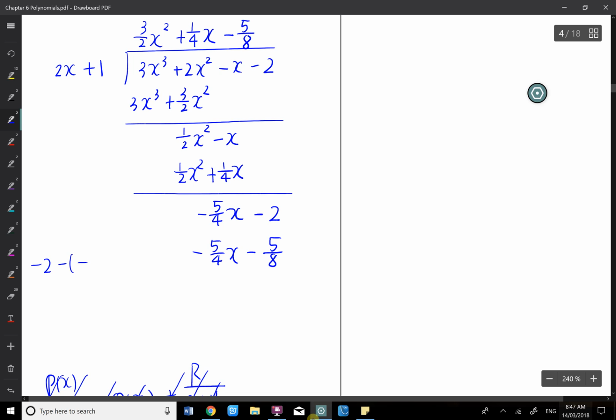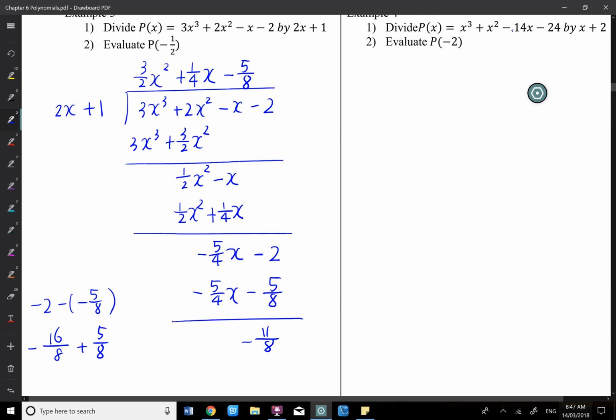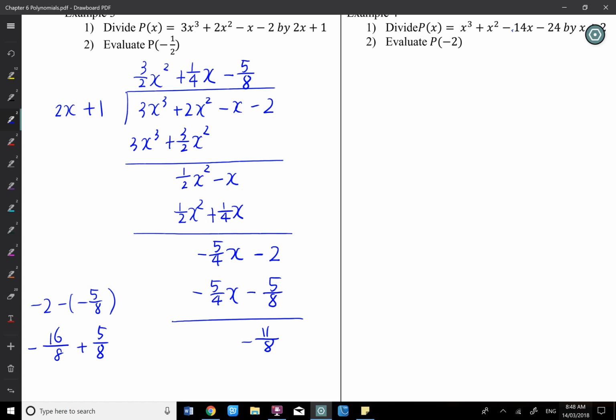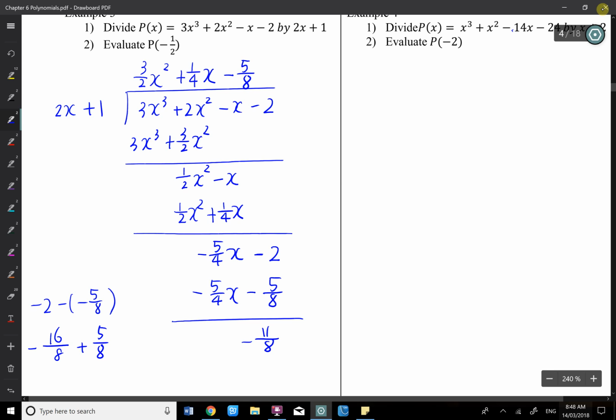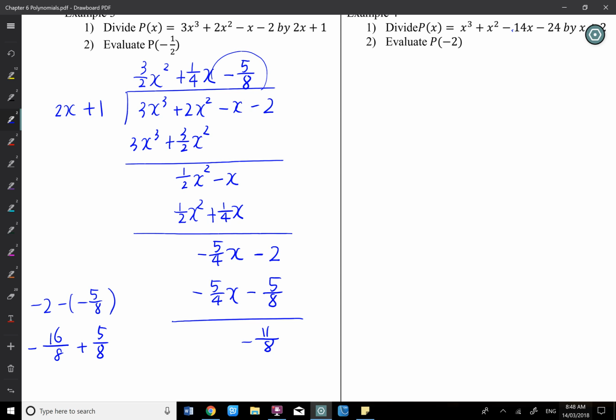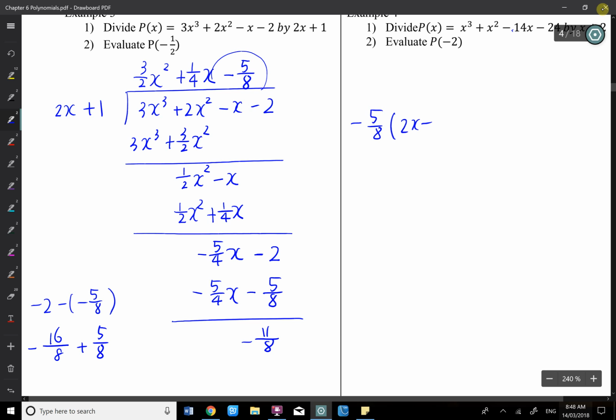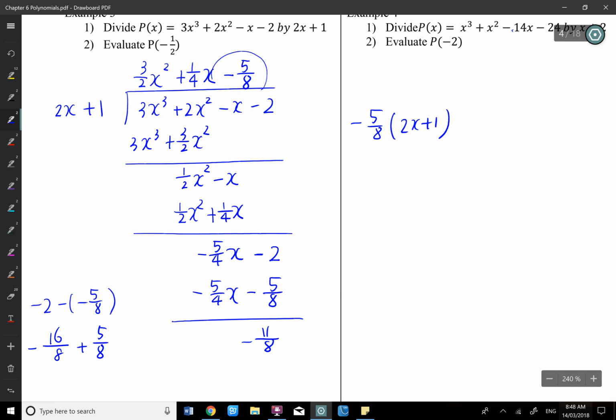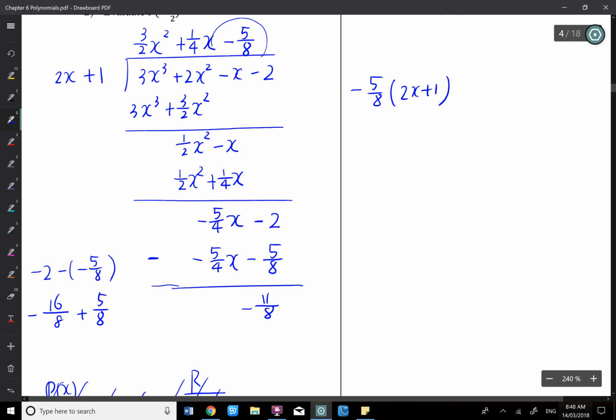So it's actually minus 2 minus negative 5 over 8. That's minus 16 over 8 plus 5 over 8. That gives you minus 11 over 8. Yes? 2x plus 1 times. Yep. So we do a negative outside the brackets. Minus 5 over 8 times 2x minus 5 over 8 times 1. So it's like this: minus 5 over 8 times 2x plus 1. We expand, and it's a subtract. So that's here, minus 2, subtract negative of that, so that will become plus here.